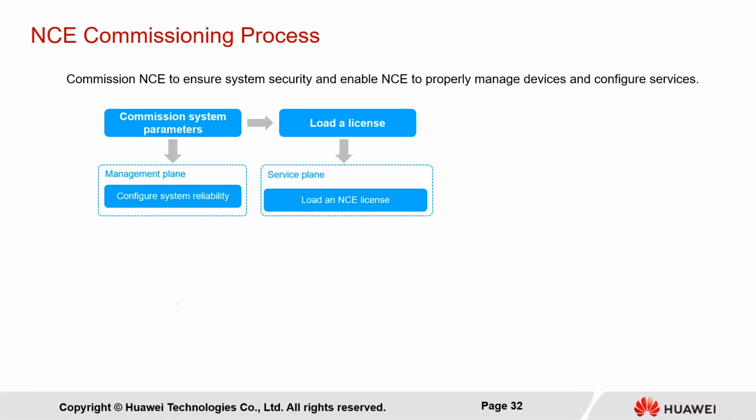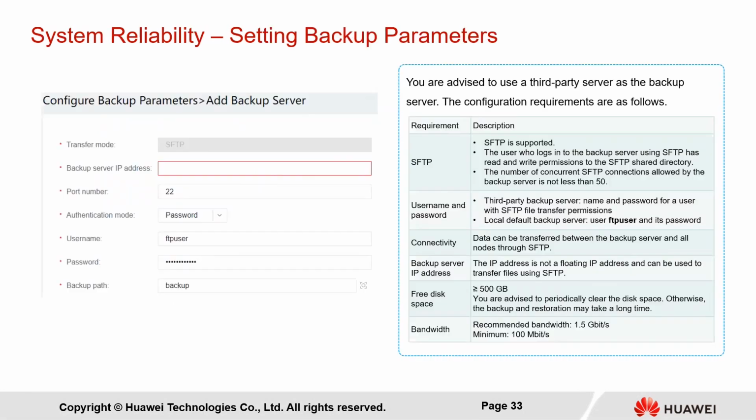So here's the commission system. Here's the diagram. Commission system parameters, and you come to the management plane to configure the system reliability, and you need to load a license. You come to the service plane to load the NCE license. These two steps that you need to perform.